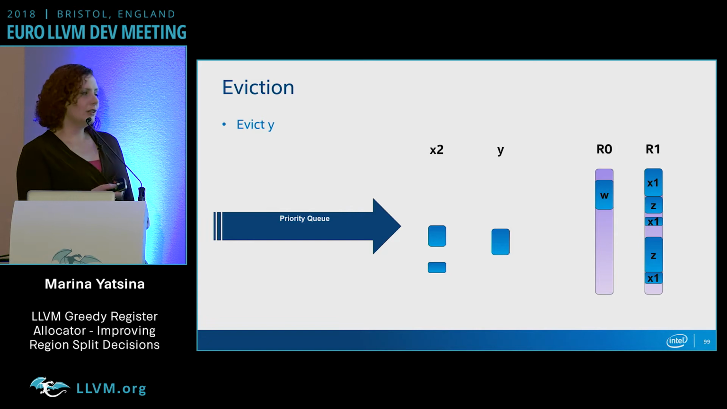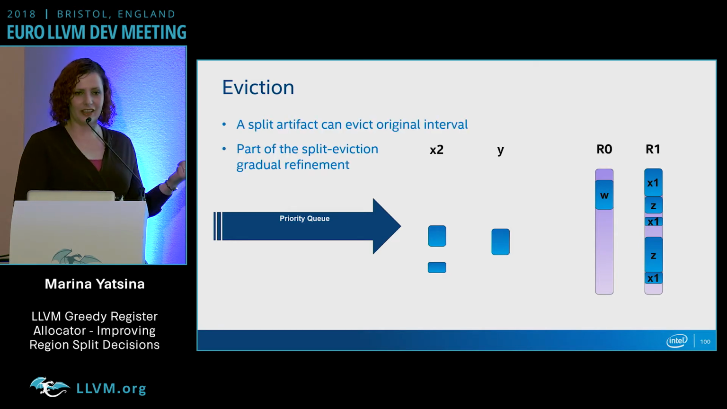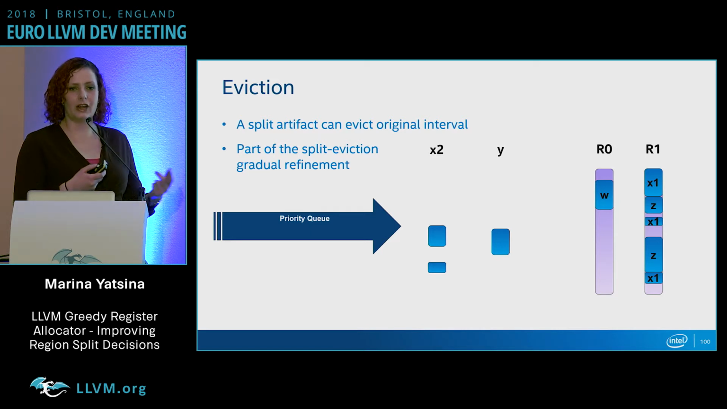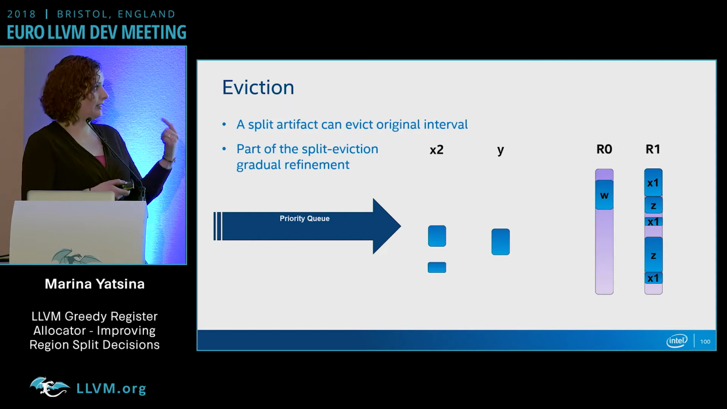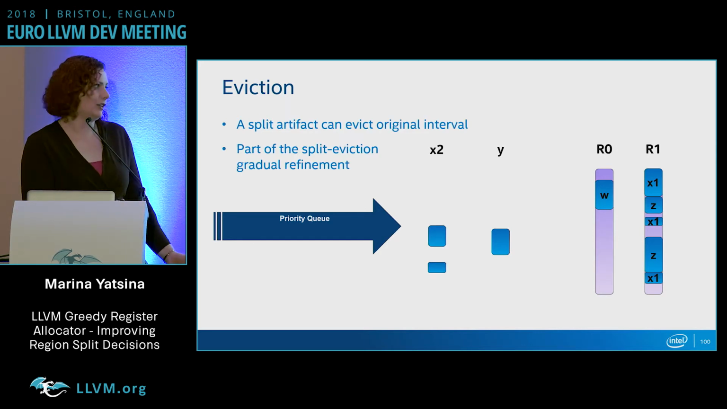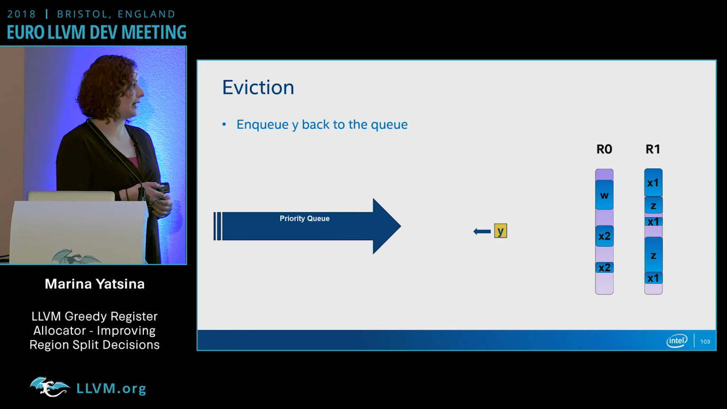So what we are going to do is evict Y. And the thing to notice here is that a split artifact evicted an original interval. This is part of the eviction, split, gradual refinement process the Greedy Register Allocator is based upon. Later on, Y can be split again and evict somebody else, and so on and so on. So X2 evicted Y, it's assigned to R0, and it goes back to the priority queue.